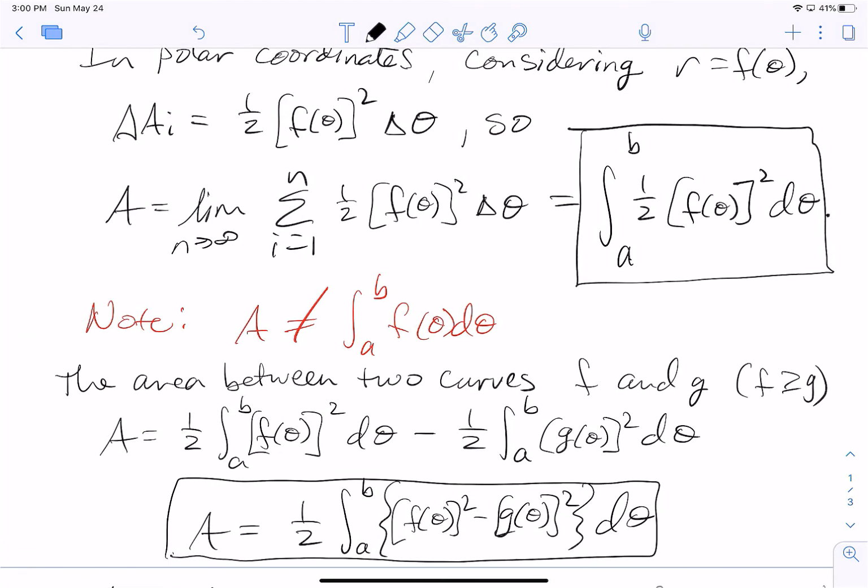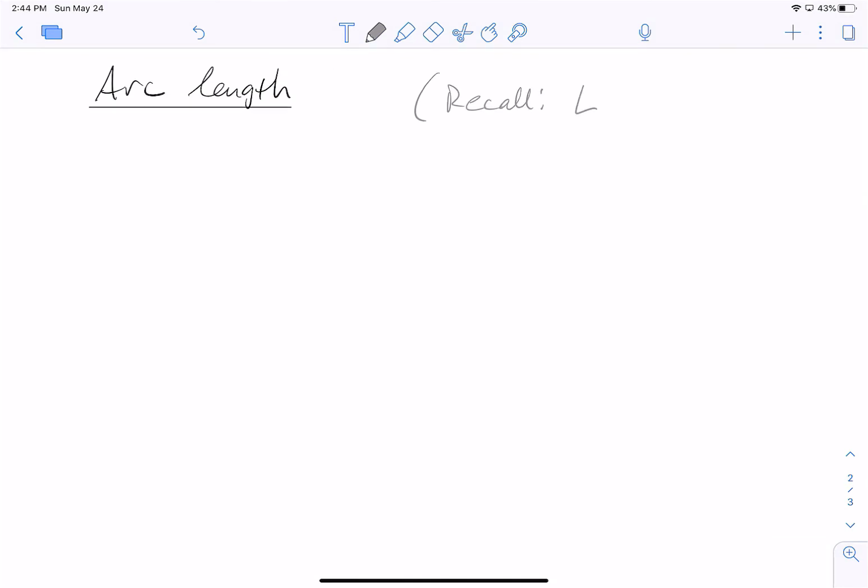We'll see how this area integral is applied in a later video, but for now we're going to turn our attention to arc length. Recall that for parametric arc length, we have the formula L is equal to the integral from alpha to beta of the square root of dx dt squared plus dy dt squared dt.